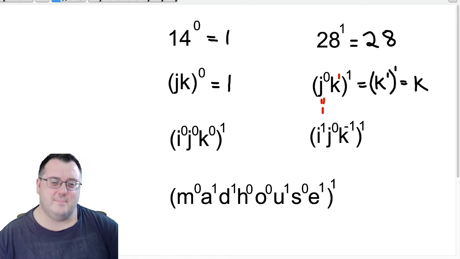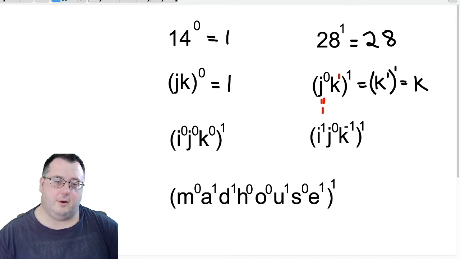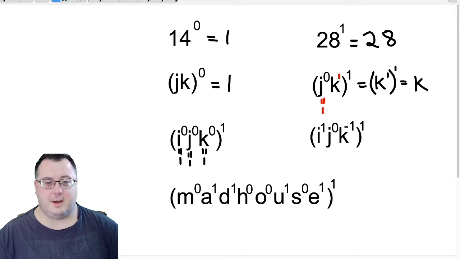Okay. I to the power 0, j to the power 0, k to the power 0, to the power 1. Well, anything to the power 0 is 1. And j to the 0, 1. K to the 0, 1. 1 times 1 times 1 is 1. 1 to the power 1 is 1.